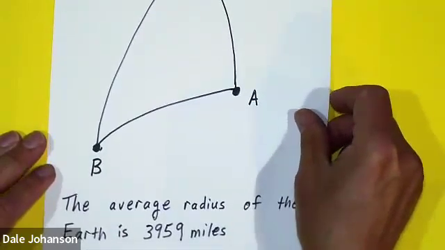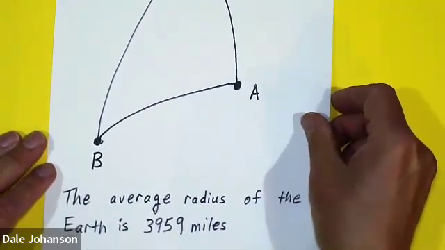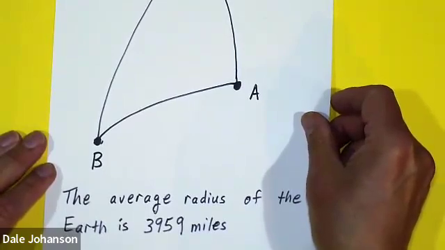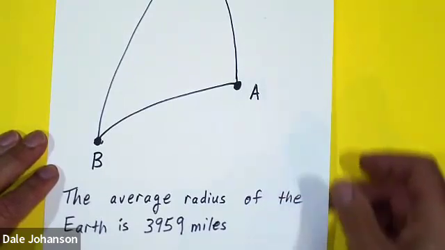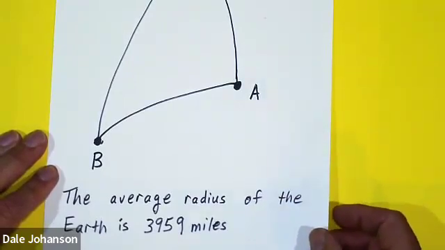The average radius of the Earth is 3,959 miles. Now, the radius is a little bit greater at the equator, less at the poles. But again, that's just an average, and that's going to work quite well in our calculations. We're going to use that value later on, actually.